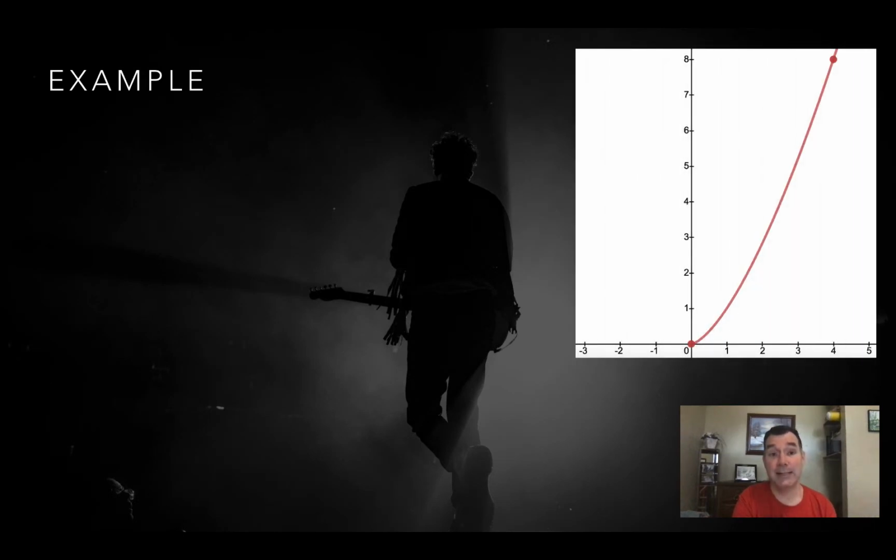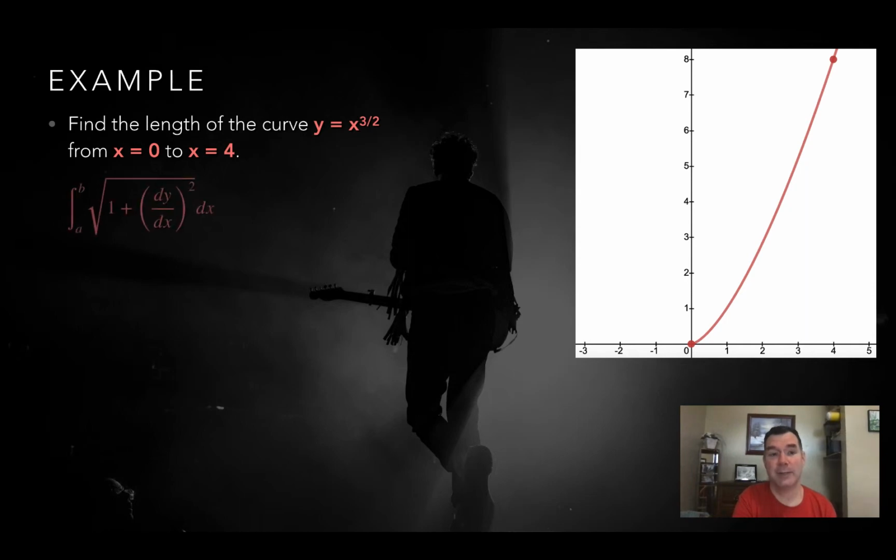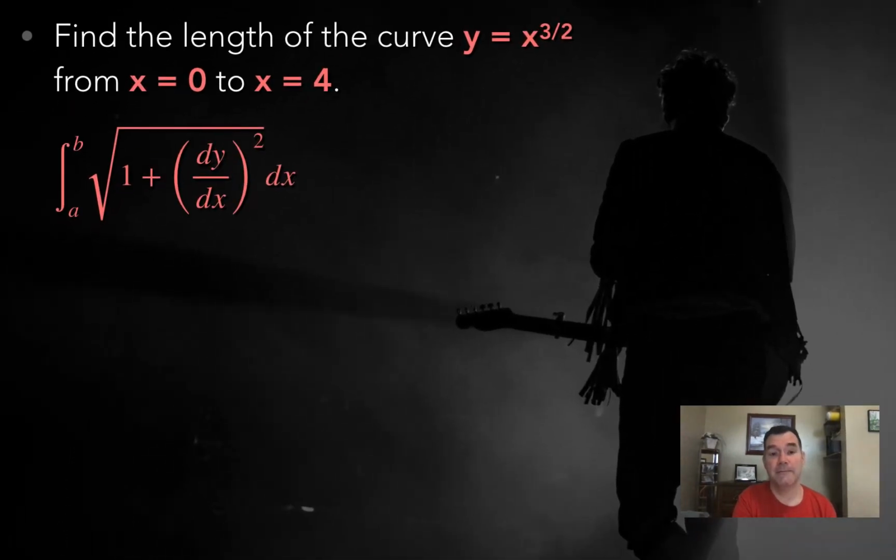So here's an example. Let's say I have this curve right here, and it is the curve of the function y equals x to the 3/2, and I want to measure that from x equals 0 to x equals 4, just like it is in the picture. Well, there's my formula for arc length. I'm going to use that formula from now on to calculate arc length.